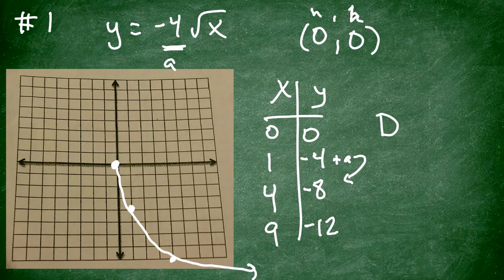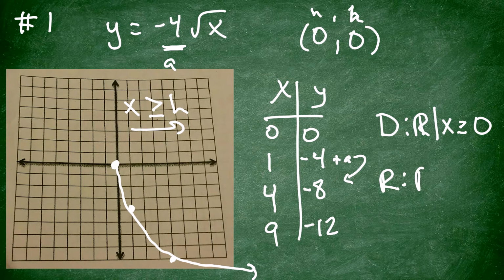You can't do that. Domain is all the reals, such that x, and since the graph's going to the right, it means x is greater than whatever h is, which is 0. Now the range, all the reals, such that y, you can use a comma if you don't want to use that bar. Since it's going down, y is less than k, so I have y is less than or equal to 0. And that's it.